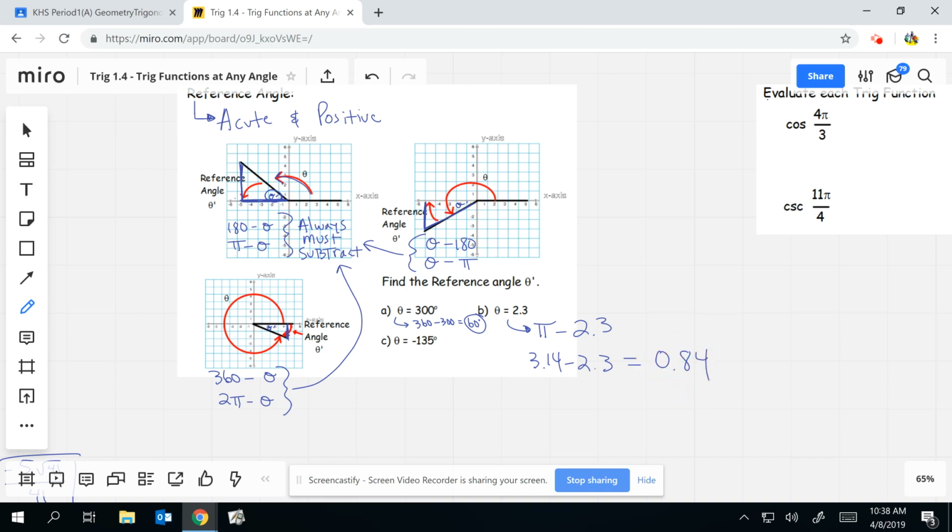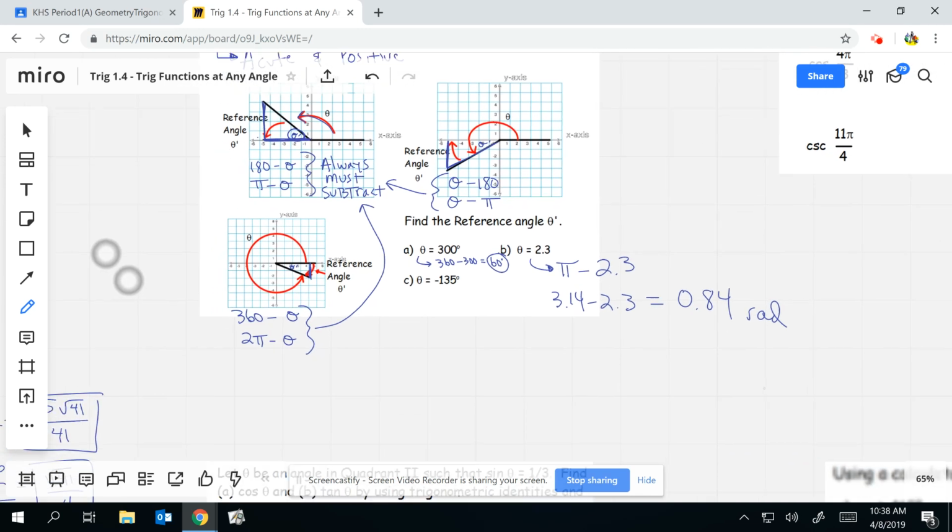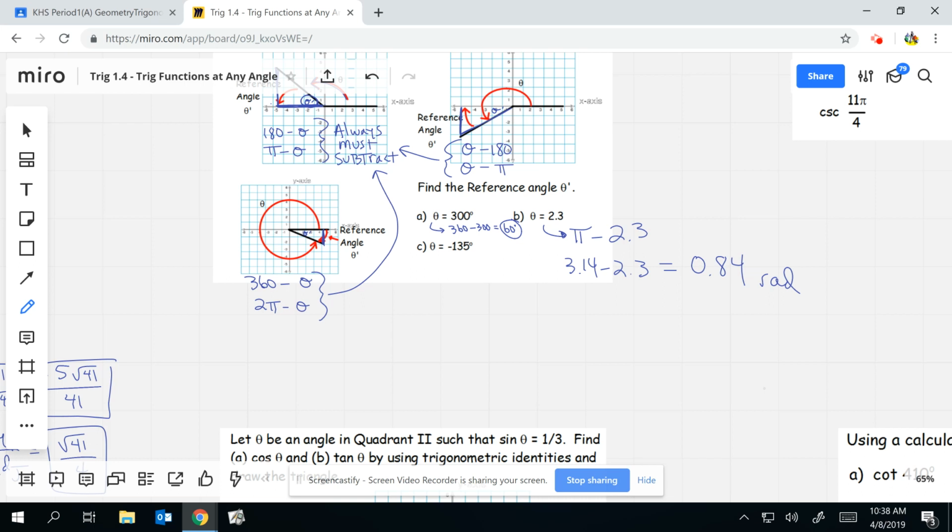0.84 radians. Is that positive? Yes. Is it acute? 1 radian is only 57 degrees, so 0.84 is less than 57 degrees, so yeah, it's definitely acute. So it does work for our reference angle. It is positive and it is acute.